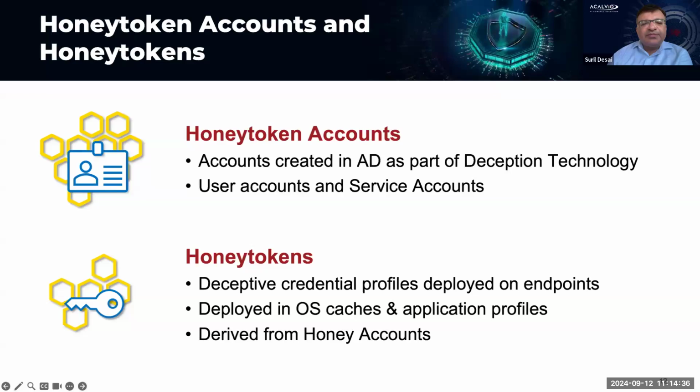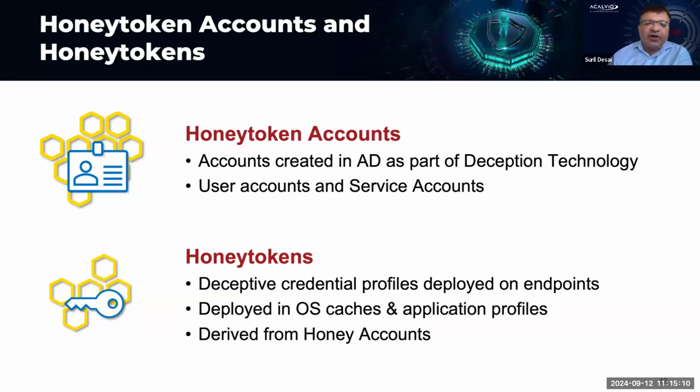From a deception landscape perspective, there are two components that are provided as part of an identity threat defense solution. There is the honey token accounts. These are accounts added to Active Directory as part of deception tech. These can represent a user account. They could also represent a service account. Attackers typically target service accounts in an identity environment. And so setting traps of that nature is an important aspect for coverage.